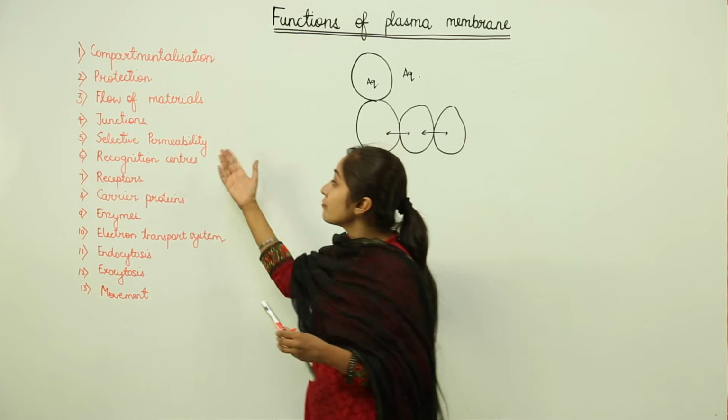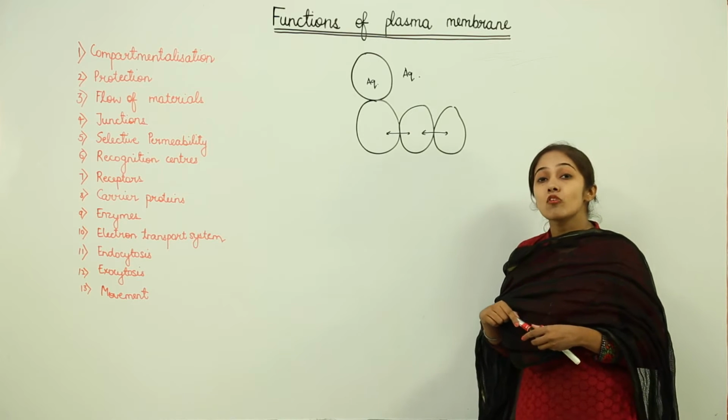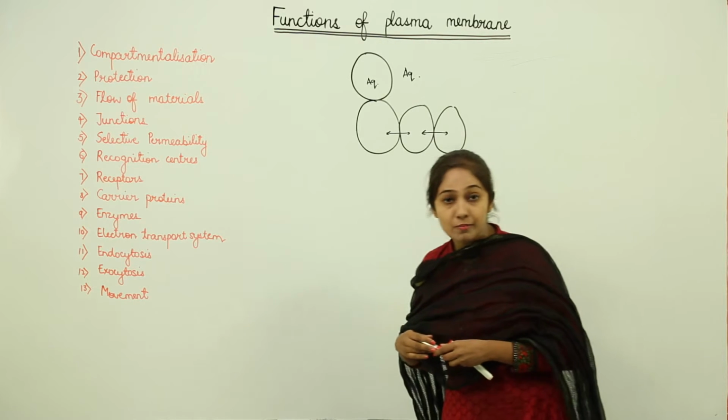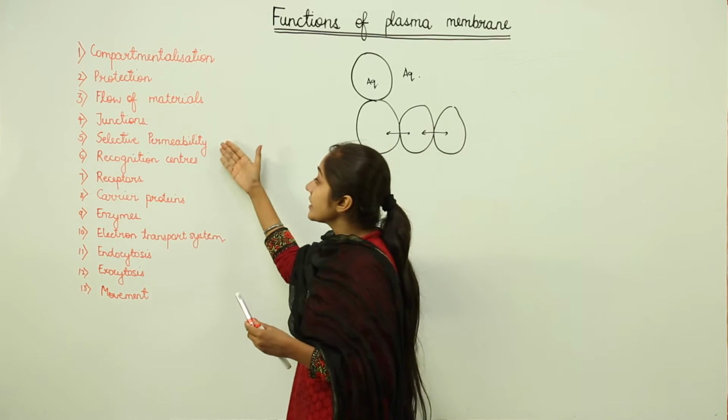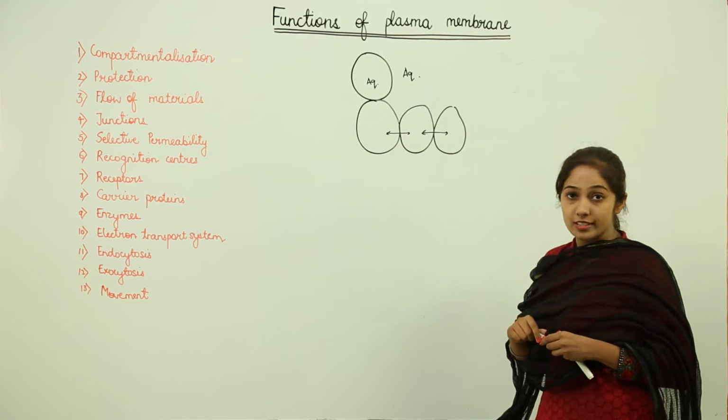Then we have selective permeability. As I told you in the very beginning, plasma membrane is what? It is a selectively permeable membrane. So, it allows only selected solute molecules to go in and out of the cell.